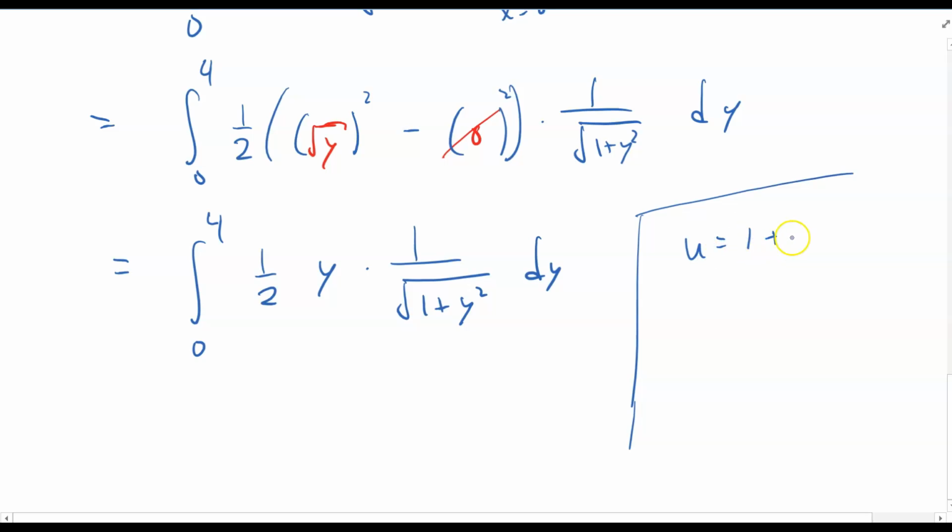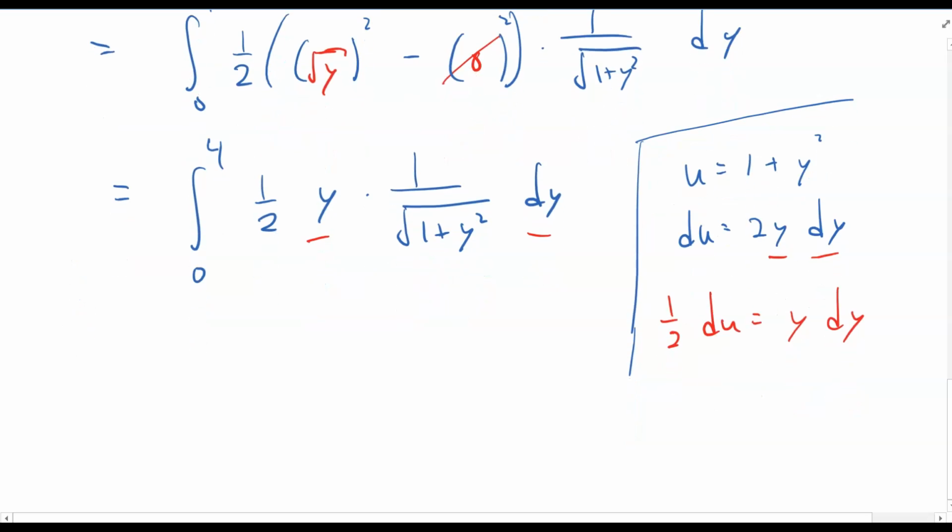So if we let u equal 1 plus y squared, what's underneath the square root, then du will equal 2y dy. And notice we have in our integral a factor of y and a dy. So if I divide by 2 or multiply by 1/2, we get 1/2 du is equal to y dy. Alright, now you can switch the limits of integration also. I'll just leave them there and I'll come back and switch back to y's eventually.